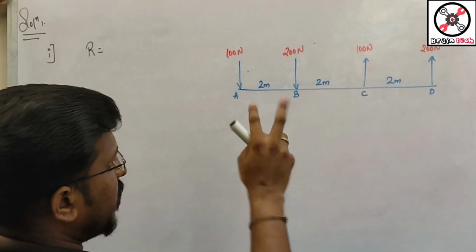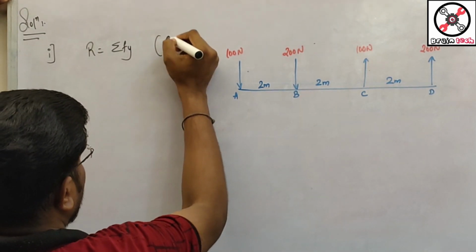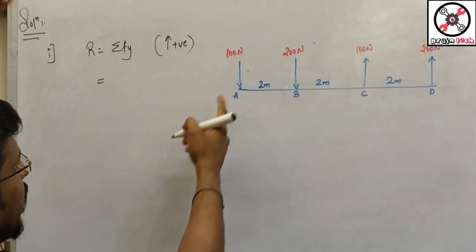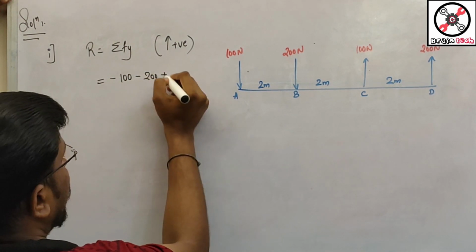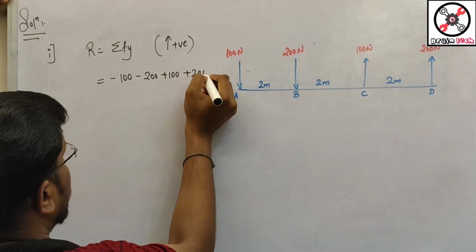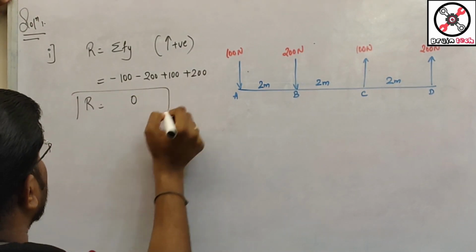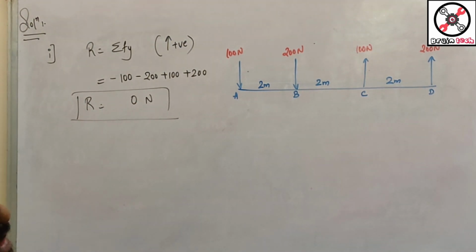Here the forces are vertical, so straight away I'll apply summation Fy, and whatever goes upward will be taken as positive. So R equals minus 100 minus 200 plus 100 plus 200. When you calculate, you'll get the value 0. Now always remember, whenever you get the value as 0, you won't get the value of distance by applying Varignon's theorem. So your resultant will be a couple. Now how? We'll see that.